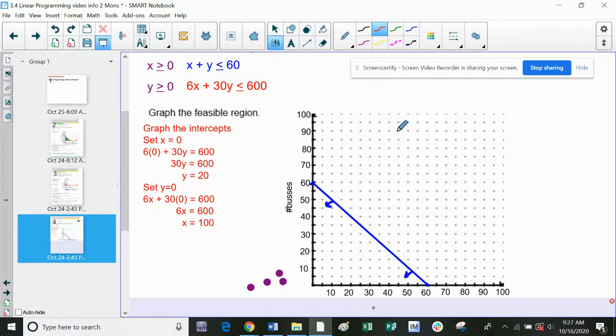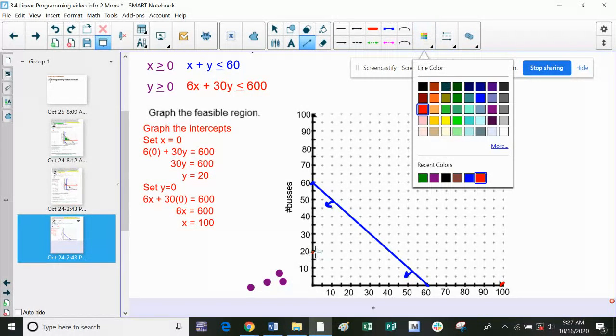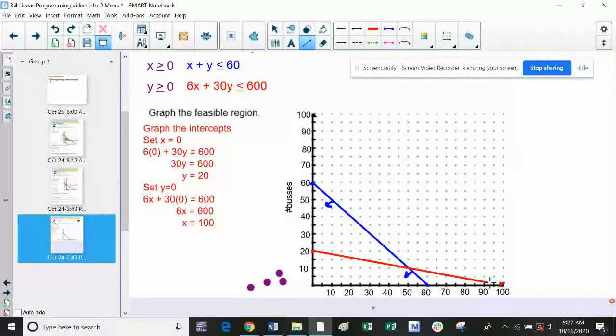For me, that just seemed like the easiest way to go. So when X is 0, Y is 20. And when Y is 0, X is 100. So there's those. Let's go ahead and put our red line in for the space constraint. And that's that one. And again, there's not more space to be had, so he's got to be below this line.